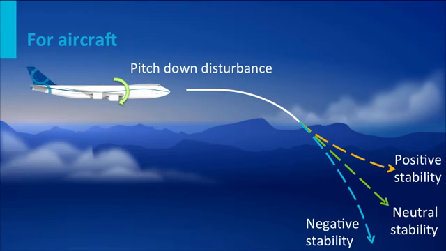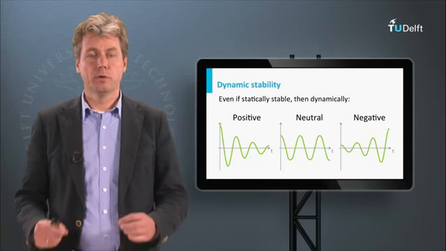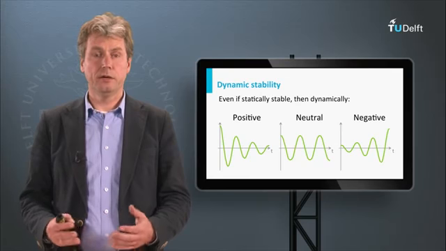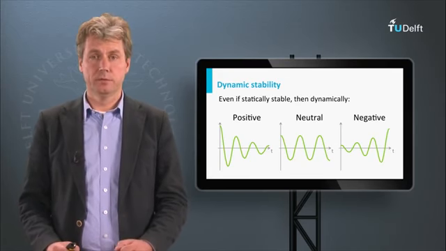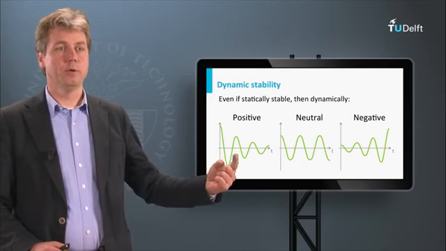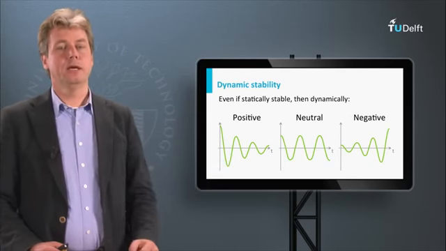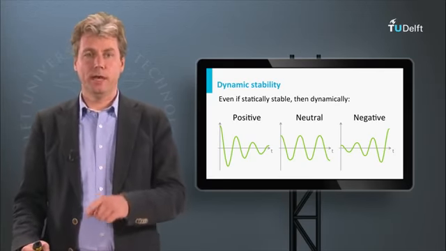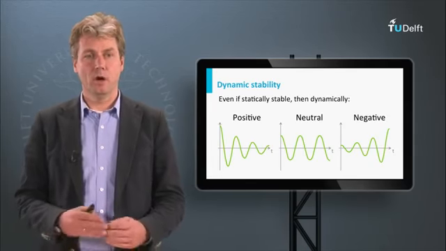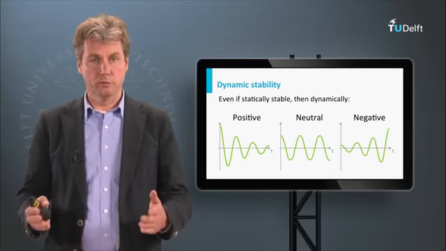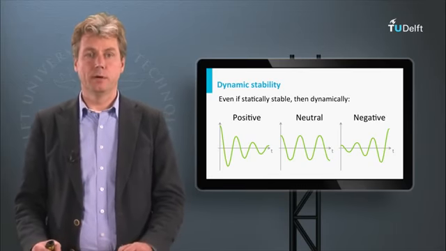And there is another type of stability, and that we call the dynamic stability. Because even if it's statically stable, the aircraft can still be unstable. So here it's indicated how this works. If we have a positive dynamic stability, it is damped out. So it initially returns to its equilibrium, and the excitations get less over time, meaning it will eventually return to its equilibrium in a stable mode.